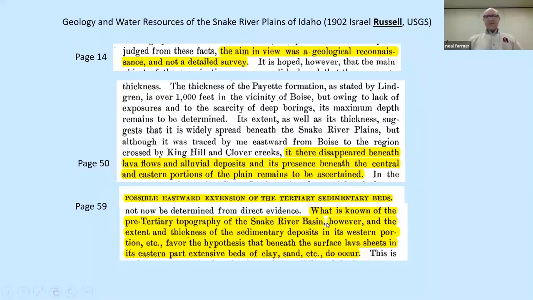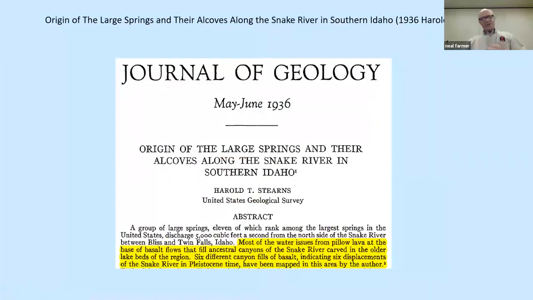Then Harold Stearns came in in '36 and put some more work into it. Russell kind of identified it and theorized it. Stearns came in and did more work and identified the processes involved with some of the canyon-filling lavas. So we had ancestral canyons that were carved into these older rocks and sediment, and then later filled with younger, more permeable basalts, and there were numerous displacements that occurred.